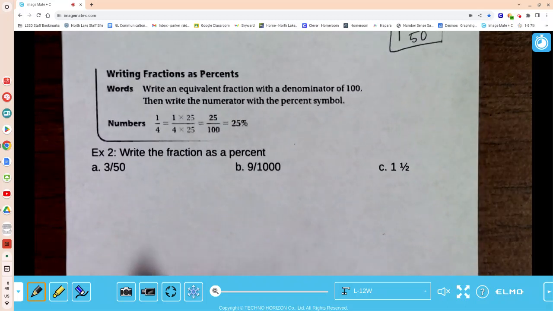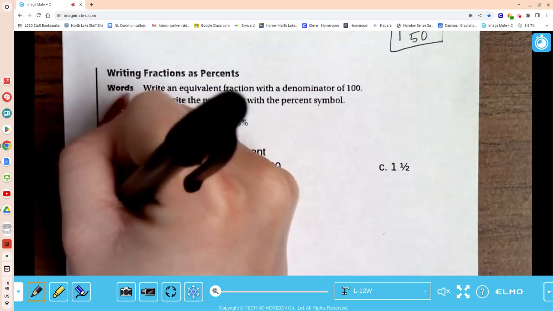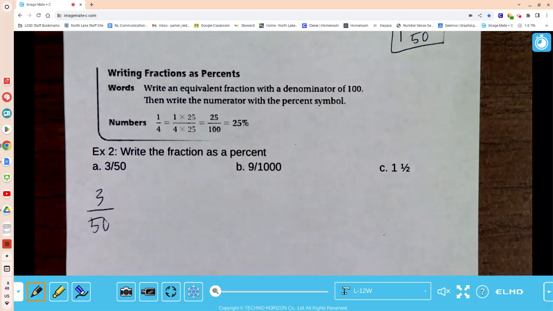So this first one, 3 over 50. Remember, the goal is to make it out of 100. So what do I do to my 50 to make it 100? Let's start with that. How would I even make the 50 into 100?